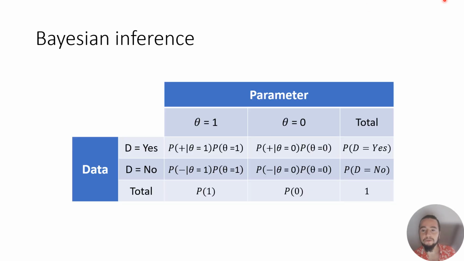Okay, so if we retrieve the cross tables, we can now substitute the events as data being yes or no, and the parameter having a real value of 1 or 0, for example, to be really simplistic. So the cross table will have this form: data being yes, given that the parameter is 1 or the parameter is 0.